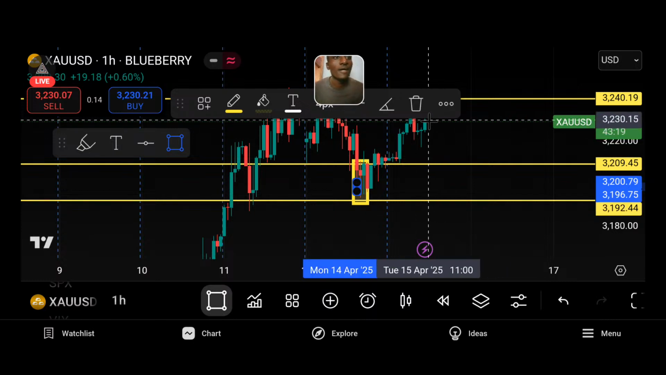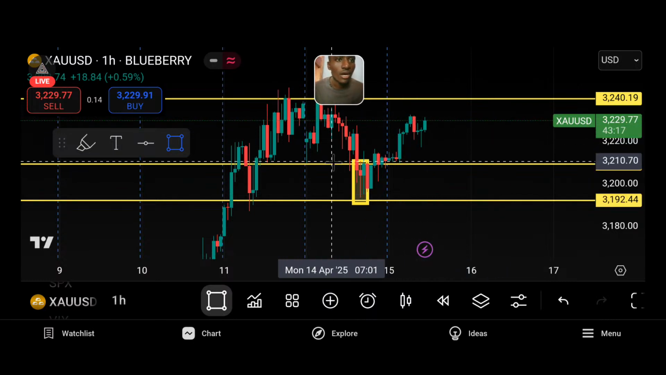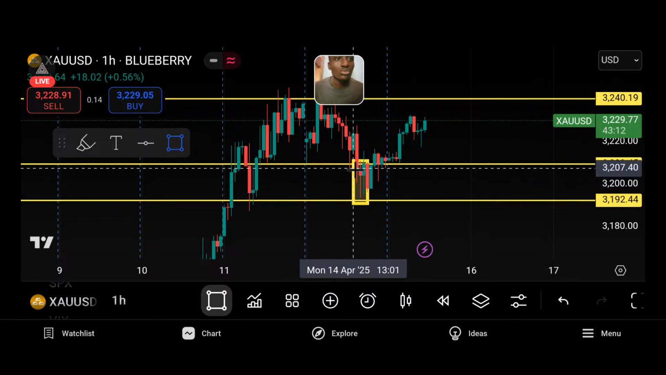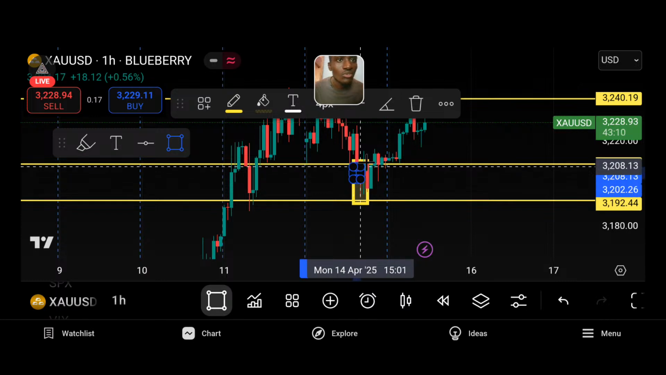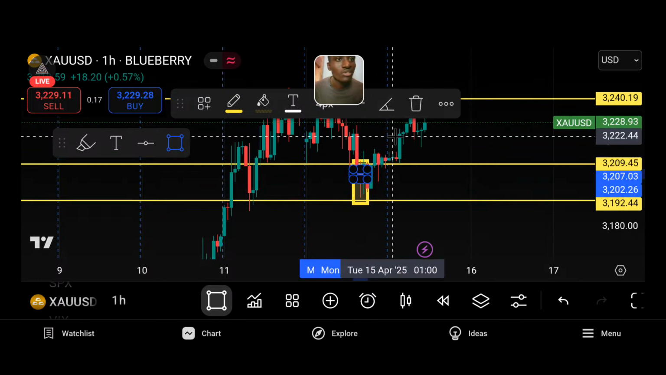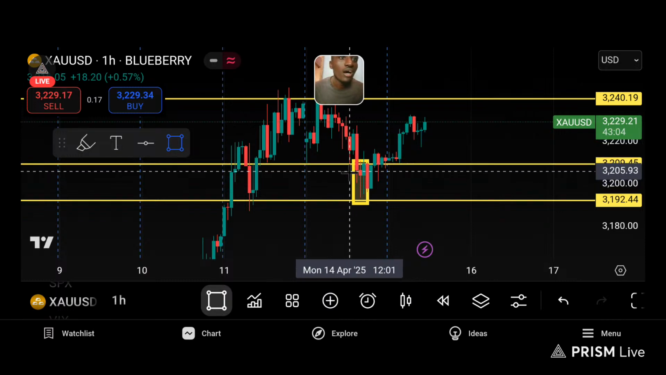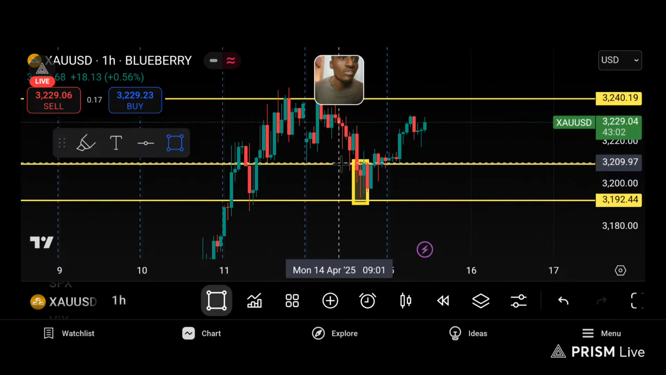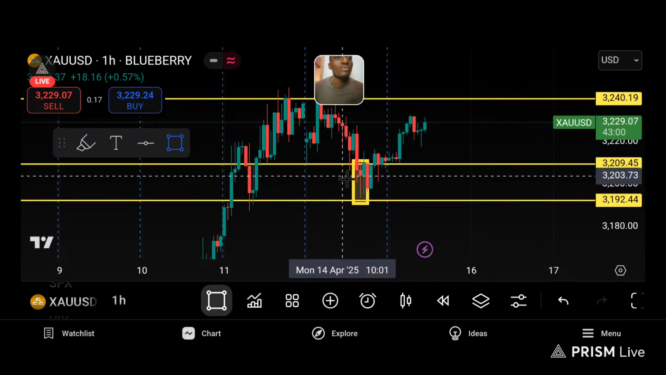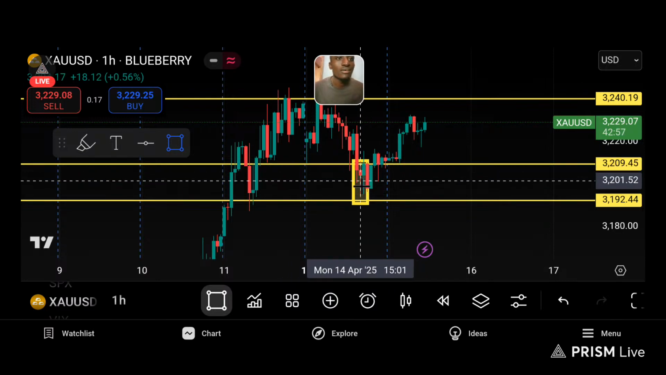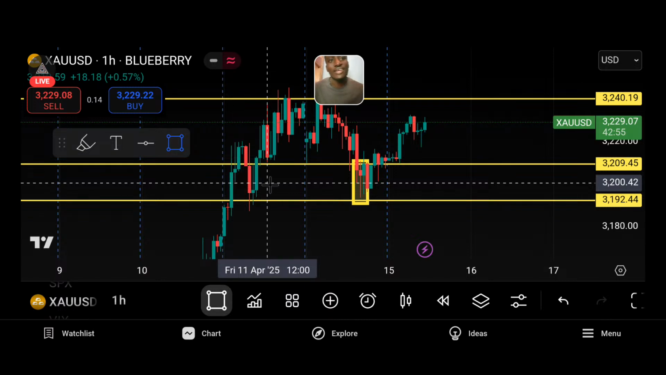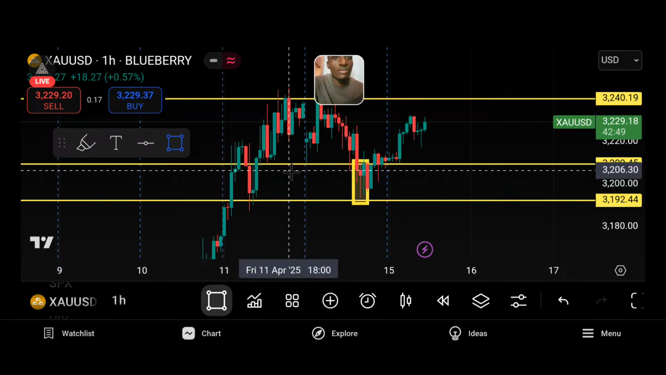Your entry would be maybe in these levels, 32.11, due to this breakdown candle. If this candle closed below this resistance, that would be your entry, and you'd be taking something like... it was a very clean range, a very good range again, actually more than 100 pips.